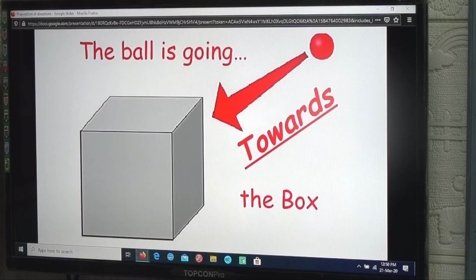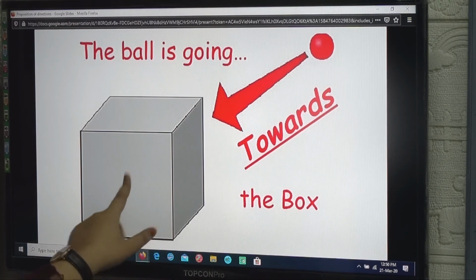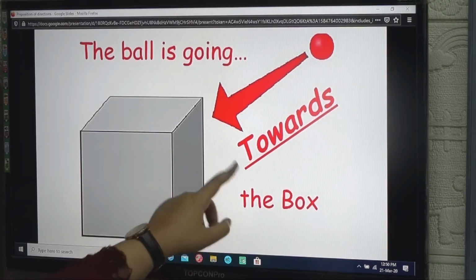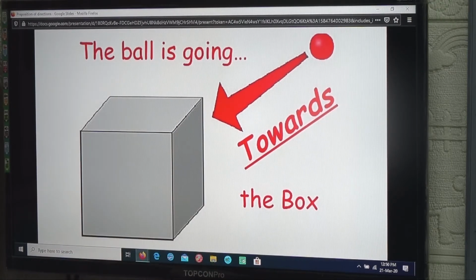Next one, towards. Towards, as I said, towards means to, right? The ball is going towards the box. Has the same meaning as the ball is going to the box, right? So one direction, the box. That's why we use towards.